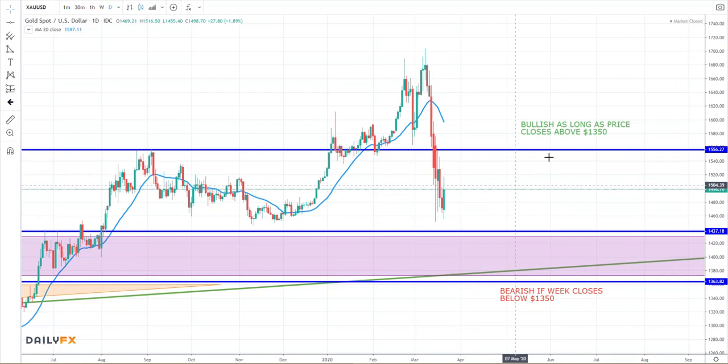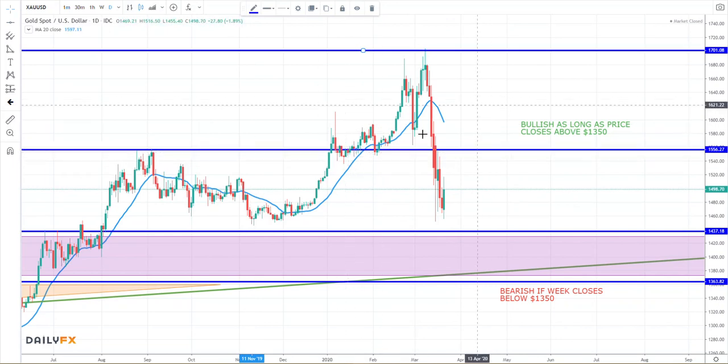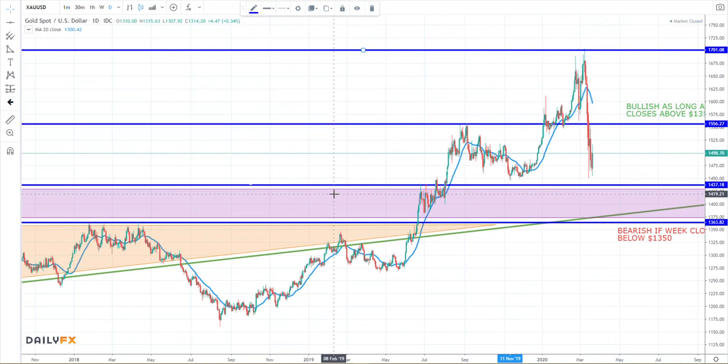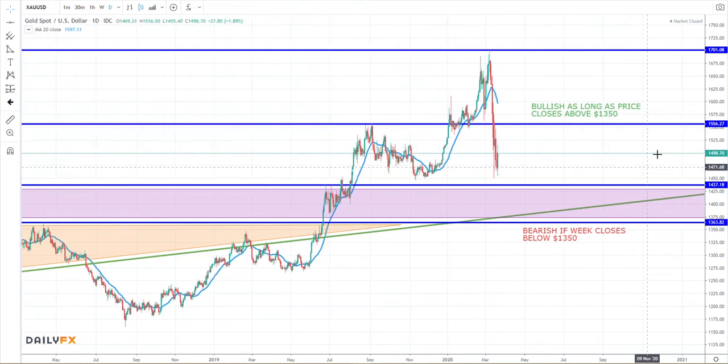If we see price above 1550, we'll see a retest of our last high at 1700. So that was a price range that gold had moved into, then was quickly rejected. But price is moving above this. We are looking bullish for now, with support between 1350 and 1430.